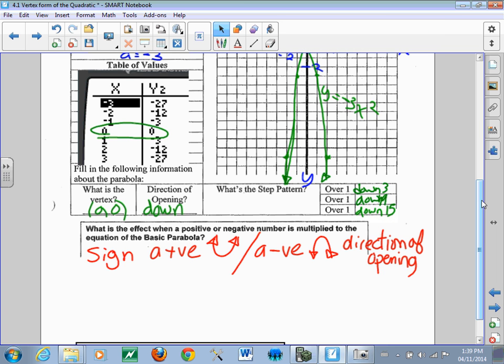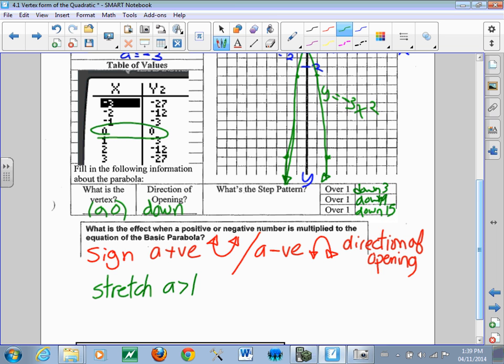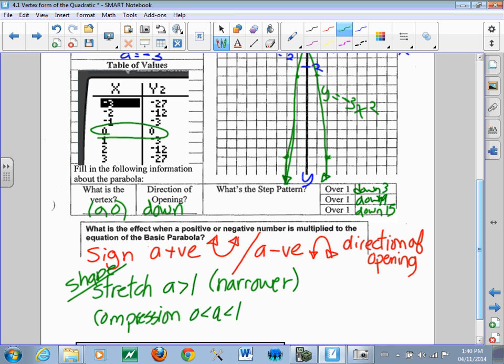Whereas the number itself, or the value, is either going to do a stretch or compression. So based on the step pattern, we will have a stretch if a is greater than 1, which means it's getting narrower. Okay, so this deals with the shape of the parabola. Or a compression if a is between 0 and 1, okay? That means it's going to get wider. So we've dealt with a's, p's, and q's.